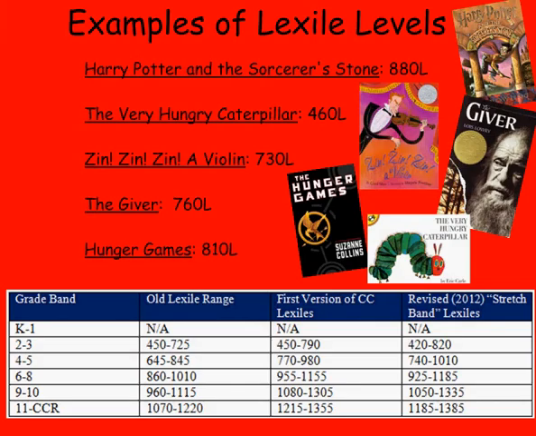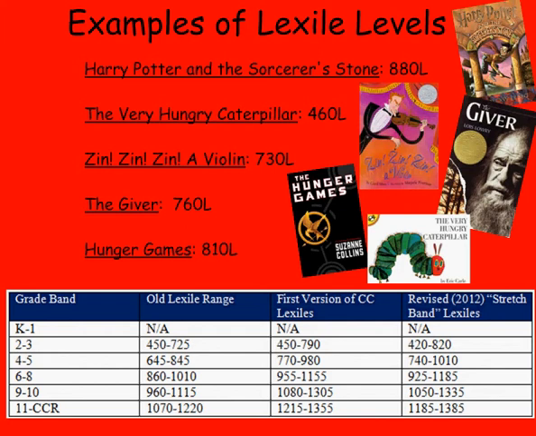Here we have 5 examples of texts with their current Lexile levels. Harry Potter and the Sorcerer's Stone, 880, which would place that in the 4th to 5th grade reading level. The Very Hungry Caterpillar, 460, a grade 2-3. Zin Zin Zin, a Violin, which is one of our text exemplars from the Common Core, has a Lexile level of 730. That would be the upper end of 3rd grade.